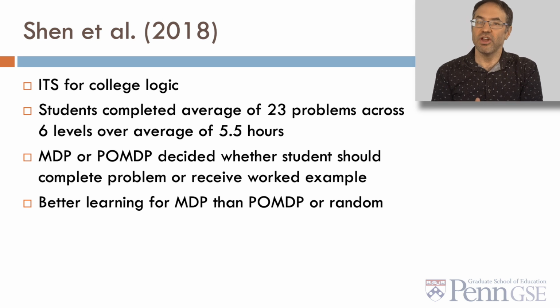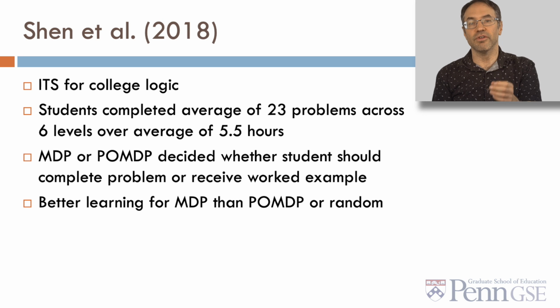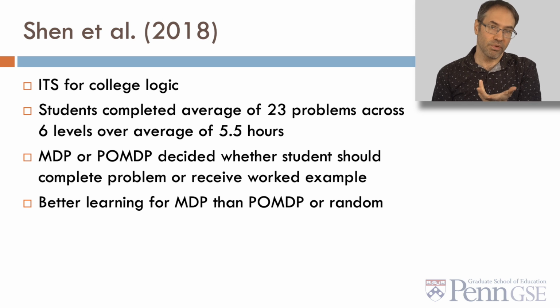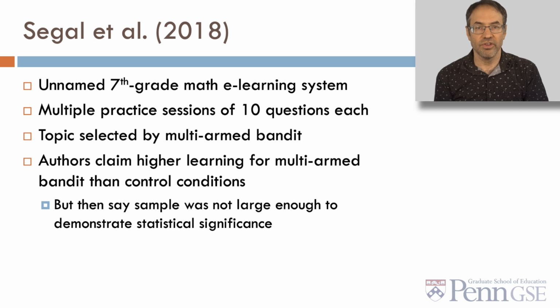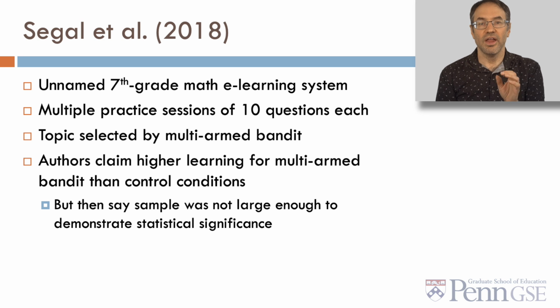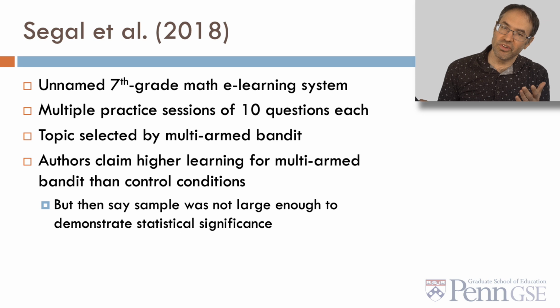In a third example, Shen and colleagues looked at an intelligent tutoring system for college logic. Students using the system completed an average of 23 problems across 6 levels across an average of 5.5 hours, and an MDP or a POMDP decided whether the student should complete problems or receive worked examples. And they found that there was better learning for the MDP than a random, but they also found that the MDP did better than the POMDP, and that was a surprise. In a fourth example, Segal and colleagues looked at a math e-learning system for 7th graders. They had multiple practice sessions of 10 questions each, the topics were selected by a multi-arm bandit, and the authors claimed higher learning for multi-arm bandits than the control conditions, but the sample wasn't big enough to demonstrate statistical significance.